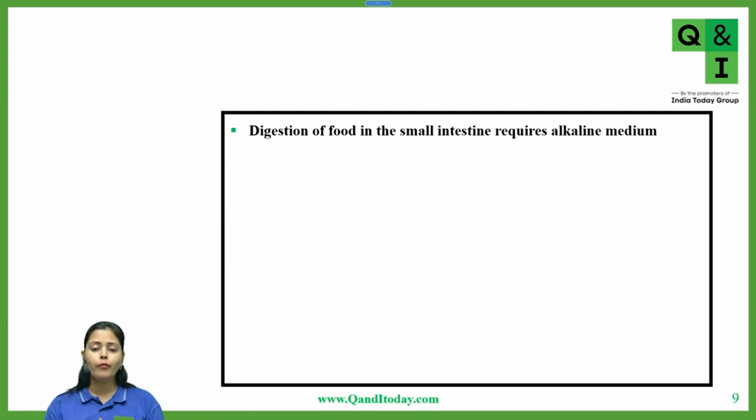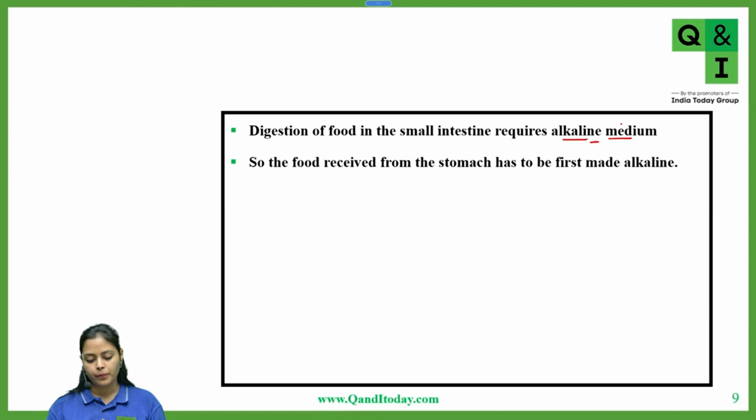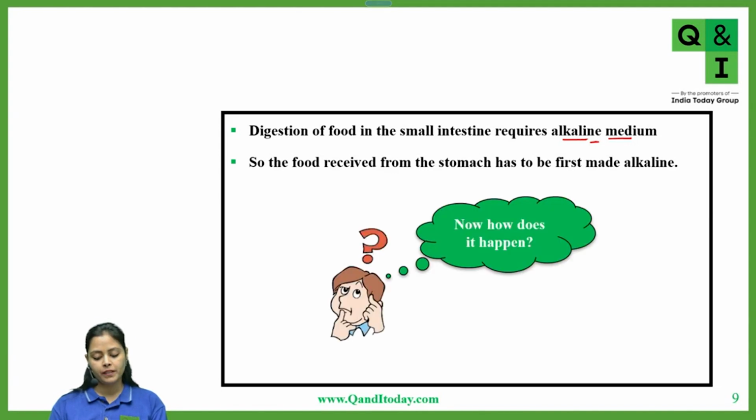Now, digestion of food in the small intestine requires an alkaline medium. Digestion in the stomach required an acidic medium. However, digestion in the intestine requires an alkaline medium. So the food received from the stomach has to be made alkaline first, because it was acidic because of the HCl present in it. Now it has to be made alkaline so that digestion of food can begin in the small intestine.